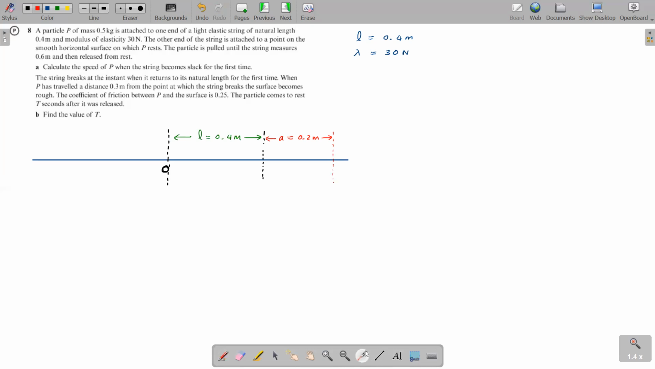So the first thing you should do is go and show that the particle moves in SHM, because to get the speed we need the omega, right? We are asking for the speed at which the string becomes slack for the first time. So we'll use this at a general point. Consider the particle, it's not at the amplitude, it's at a general point.